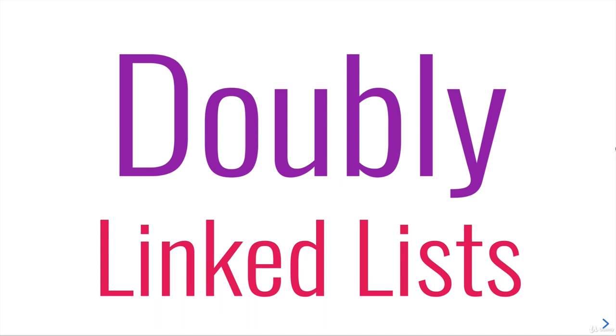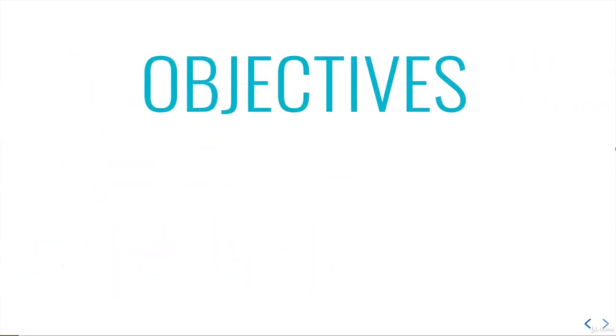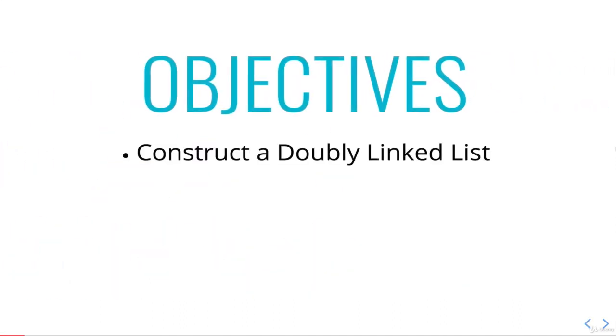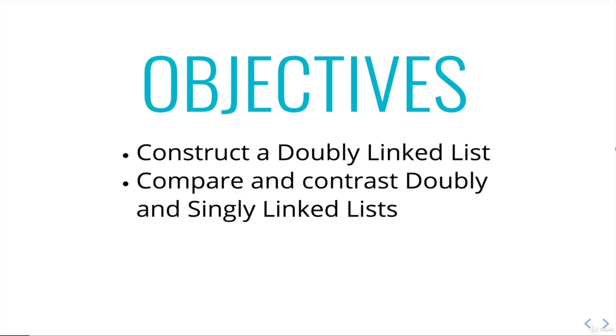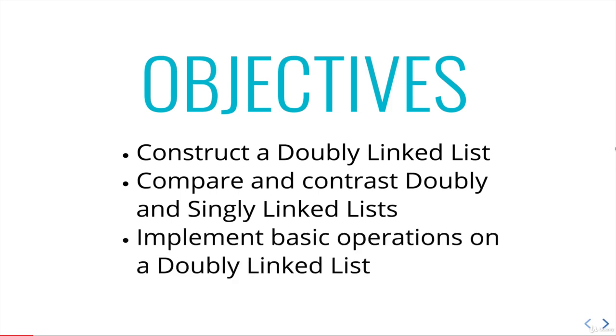That seems like a very tiny change, and it is to the actual structure, but it has some large ramifications for the code that we write, the methods. But first, let's talk about our objectives. We're going to construct a doubly linked list. We'll compare and contrast doubly and singly linked lists, and we'll also implement basic operations like we did in the last section: push, pop, shift, unshift, insert, get, set, all those things.